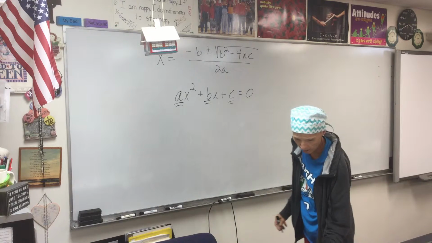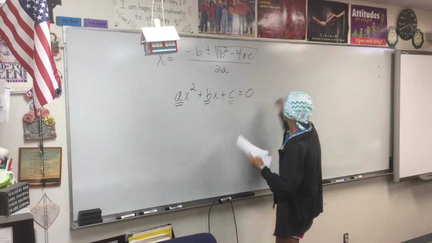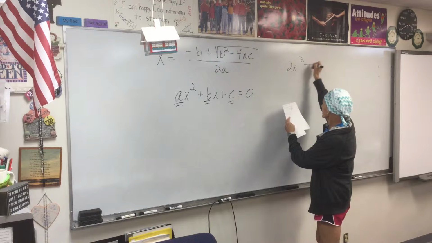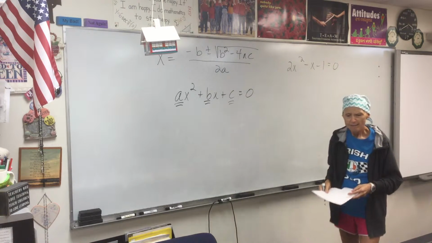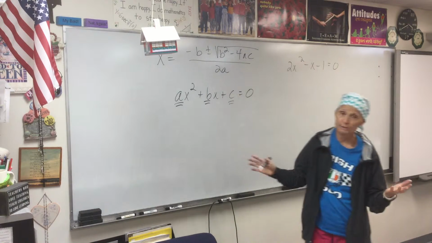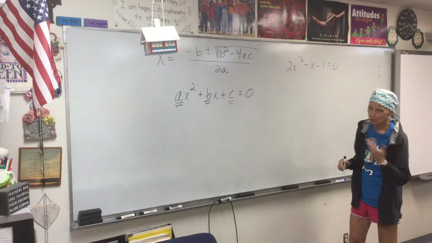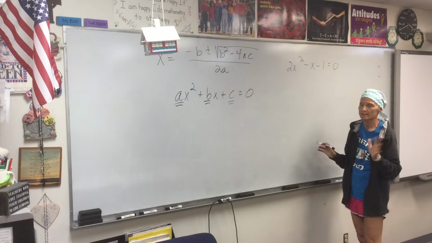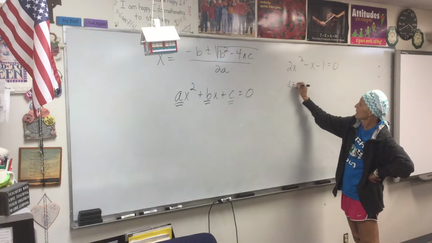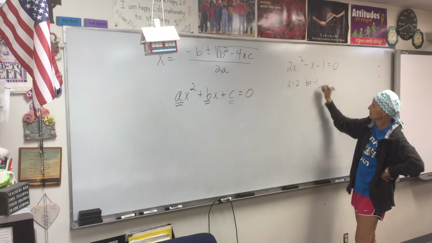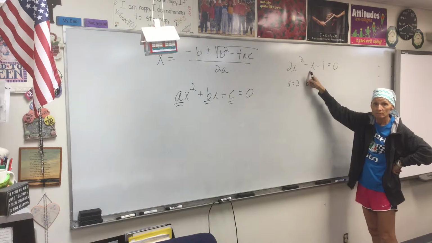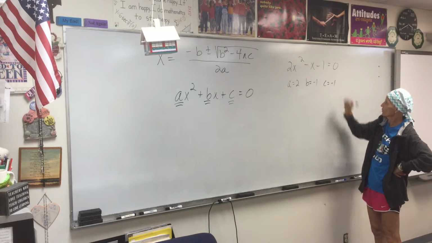So in the first problem, we have 2x squared minus x minus 1 equals 0. I think it's a good idea, and as old as I am, I still do this, to just make a quick note of what are a, b, and c. So in my problem, a is 2. Watch it now. B is negative 1. And c is also negative 1.